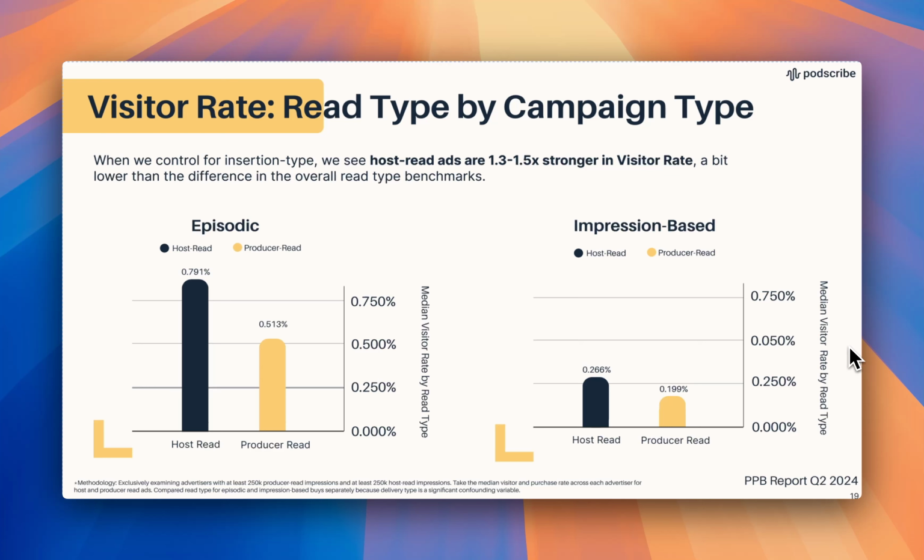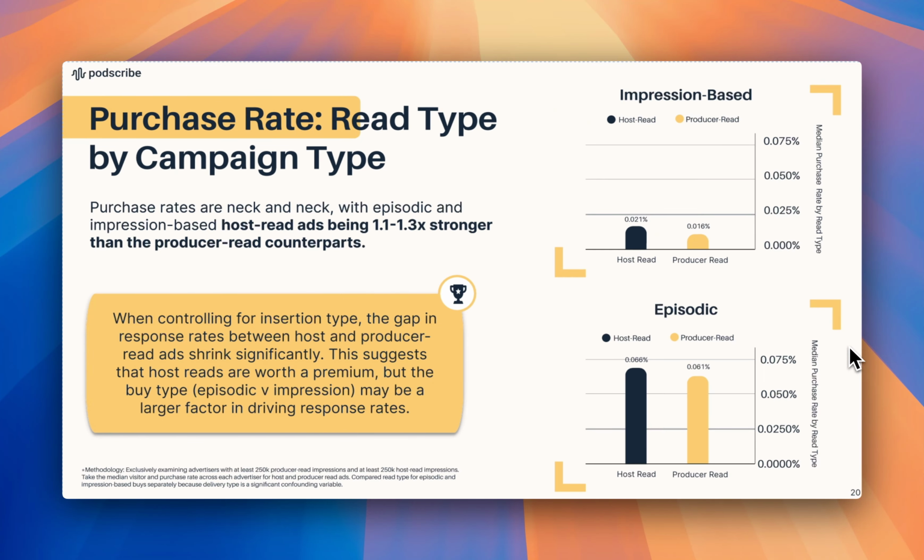So, all right, purchase rate. Or actually, sorry. Yeah, I guess we can go to the next slide. So essentially, when we do control for the buy type, so what if we compare only host reads that are impression buys to producer reads that are impression buys, or only host read episodic to producer read episodic? Then when we do that, the difference actually gets a lot closer than you might think.